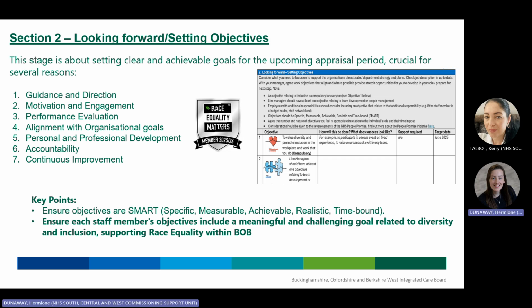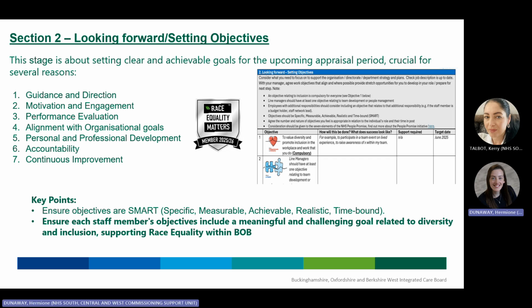Key points to consider when setting objectives with staff members is to ensure that staff members' objectives are SMART. This is an acronym that you may have heard of before, but for those that haven't, SMART stands for specific, measurable, achievable, realistic, and time-bound.